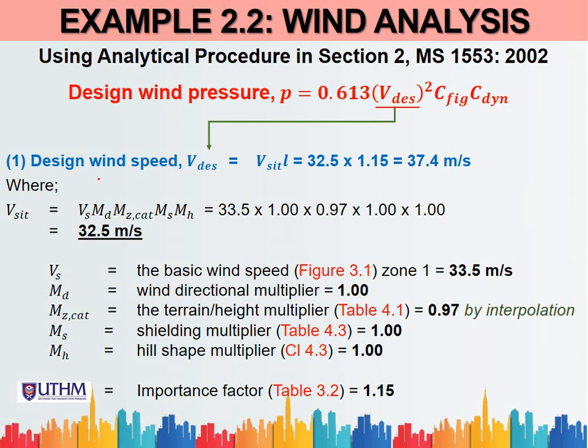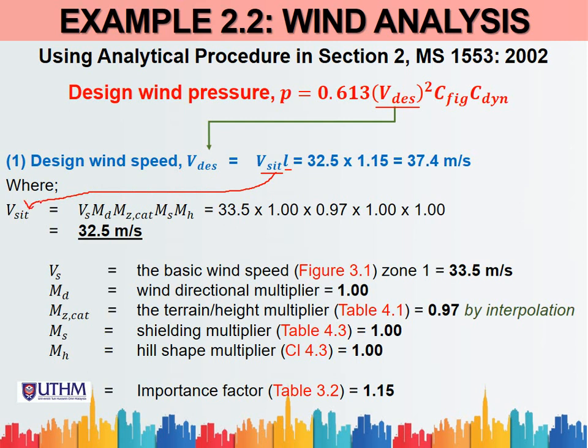Okay, so the design wind speed is equal to the V seat, where the V seat is the site wind speed. The site wind speed is multiplied with the L, where the L here is the importance factor. So first calculate the V seat here.